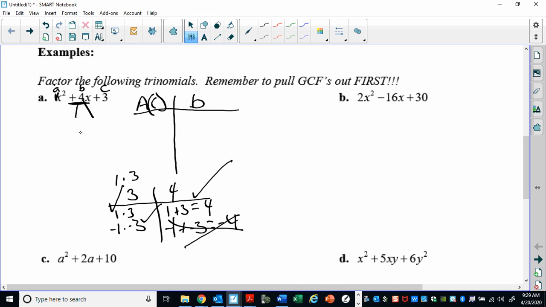How did I split this term up? I split it up with 1x and 3x. Well, where did 1 and 3 come from? 1 came from here, 3 came from there. So I'm splitting b, and that gives me x squared plus 1x plus 3x plus 3. Now that we're here, you guys like the box method, so we'll go back to using the box method. Here we go.